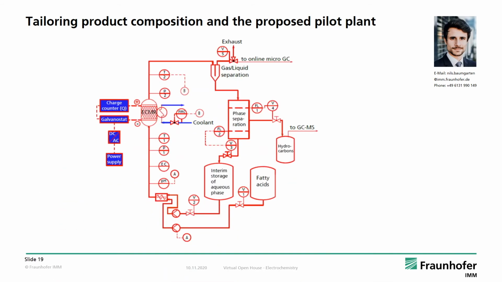For that reason, it is planned later on to have a pilot plant with the electrochemical microreactor as its heart. After the electrochemical reaction, we have the separation of gas and liquid in this part here, and after that the separation of the phases, so that the hydrocarbons are analyzed with a GC. It is also possible to do online analytics later on. The separated aqueous phase can then be reused again with some fatty acids added, depending on the converted quantities, so that we have a continuous process in the end.